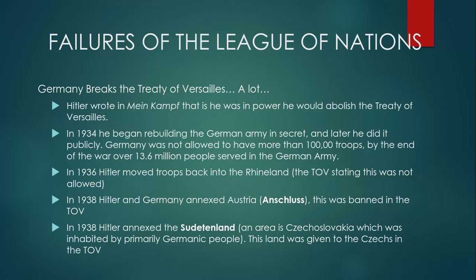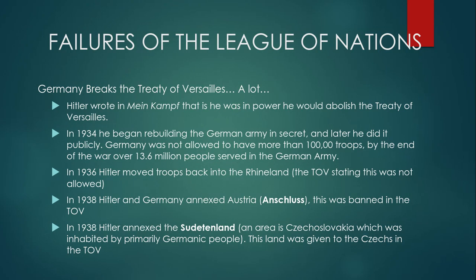Germany breaks the Treaty of Versailles a lot. He writes in Mein Kampf that when he's in power, he's going to abolish the Treaty of Versailles. So in 1934, he begins rebuilding the German army in secret. Later, he just does it publicly. By the end of the war, 13.6 million people serve in the German army. Compare this with the 100,000 troops they were supposed to have.